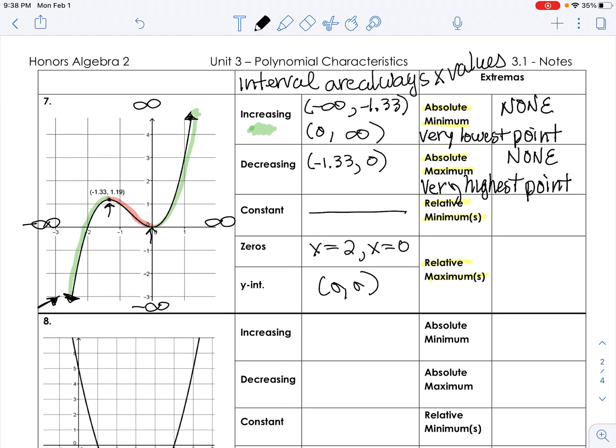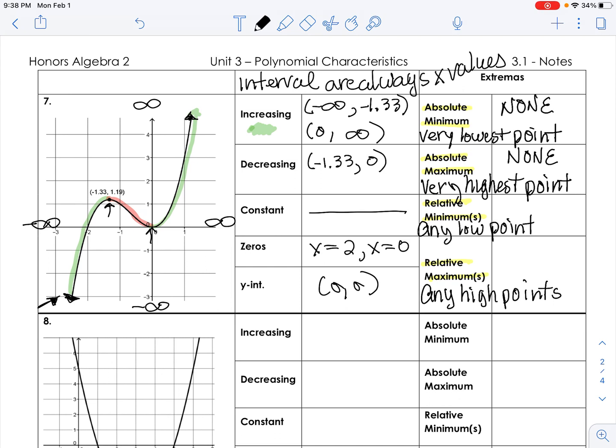Now let's talk about relative minimums. Well, relative minimums are any low points on the graph. And alternately, relative maximums are any high points. So there could be more than one of these, any low point or any high point. These points, the relative min and the relative max, as you would expect, occur where the graph turns. So another name for them is the turning points.